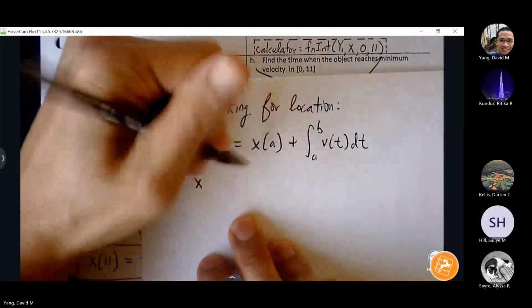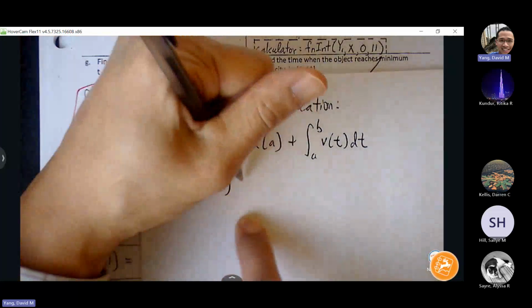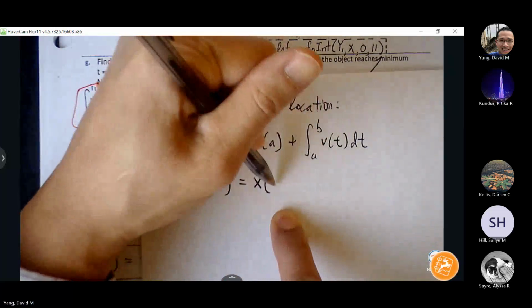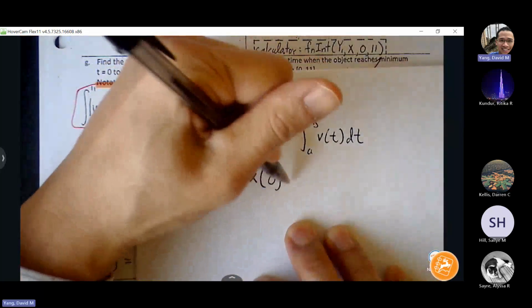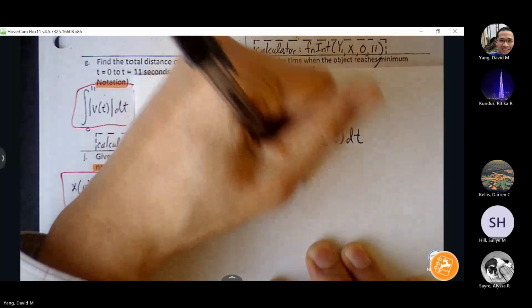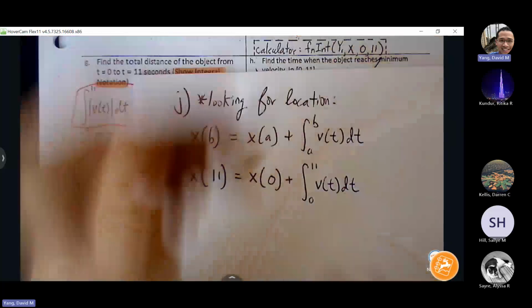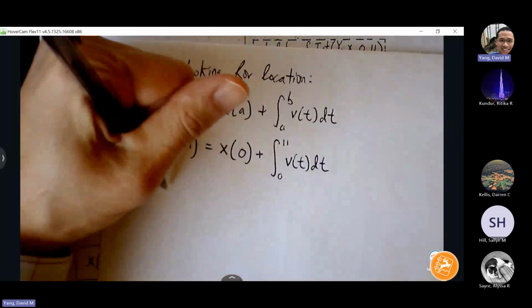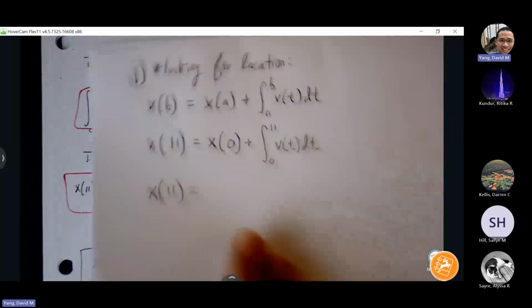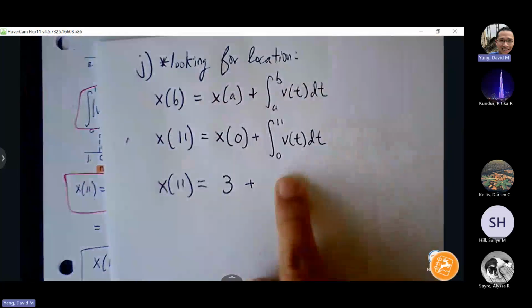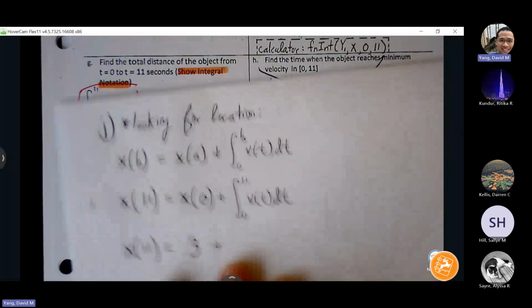So in this case, x of 11 is what we're looking for. We're looking for the object's location at 11 seconds. We're given the object's location at 0 seconds. And then we're trying to figure out how much progress it makes in the 11 seconds that pass. So x of 11 equals, okay, we're given this, right? X of 0 equals what? 3. And then this is calculator work, right? Displacement gives us negative 7.993 or negative 10.99.